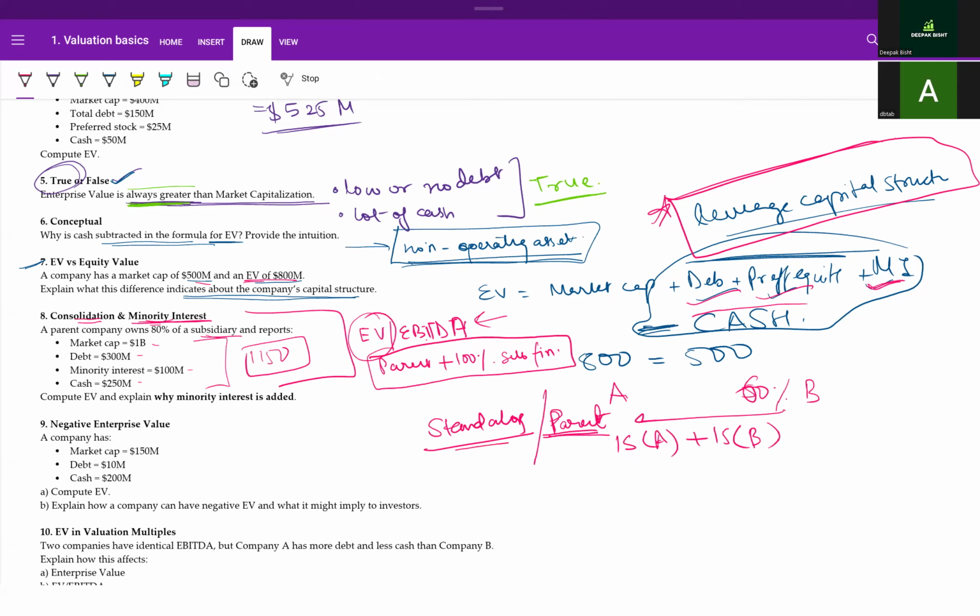These are some technical terms which I'm pushing in: leveraged buyout, leveraged capital structure, standalone and parent. So now the parent has consolidated. If you are aware of the components of the income statement, they have added the revenue of B with them, they have added the COGS of B also, and further on, EBITDA also. EBITDA of A plus EBITDA of B.